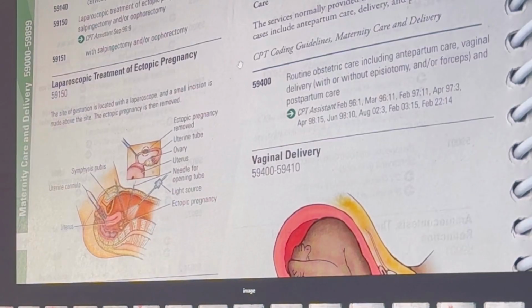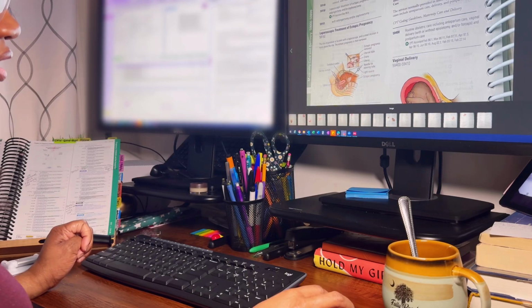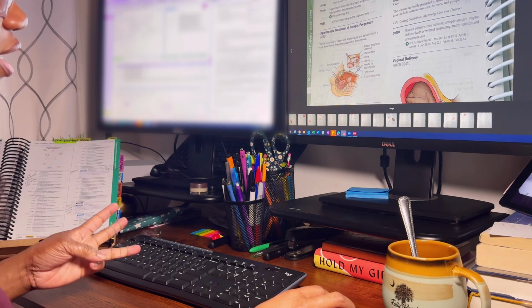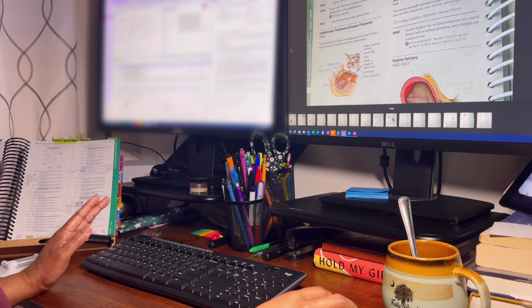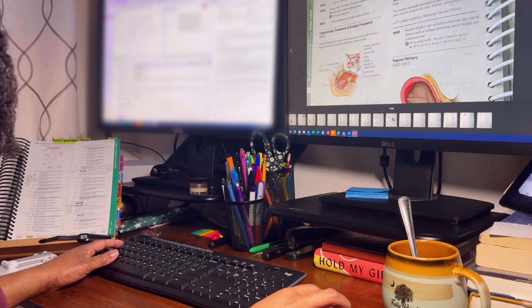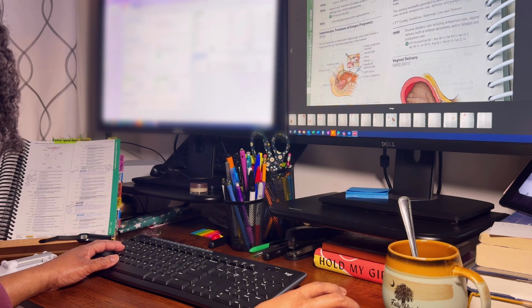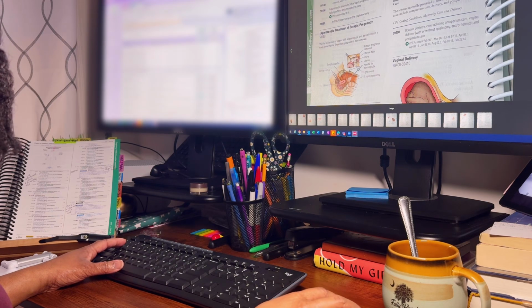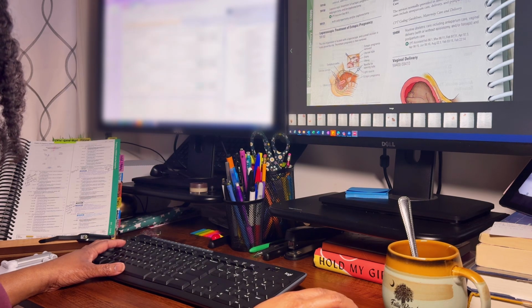So here we are, vaginal delivery, antepartum, postpartum care. I'm going to be looking at the 59400 right here. It reads routine obstetric care, including antepartum, vaginal delivery, and postpartum care. So you would bill that code if you provided all three of those things. The antepartum period, which is all her prenatal care, the delivery, and if you're doing her postpartum follow-up visit. So I have to look at all her visits prior to delivery and make sure we provided all of that care in order to bill this code.